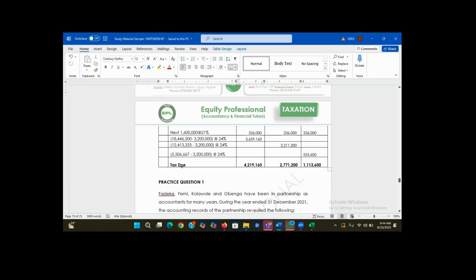So that means the total tax due for Miwa is 4,219,160. The total tax due for Sheyi, 2,777,200. The total tax due for ICAN is what? 1,113,600.